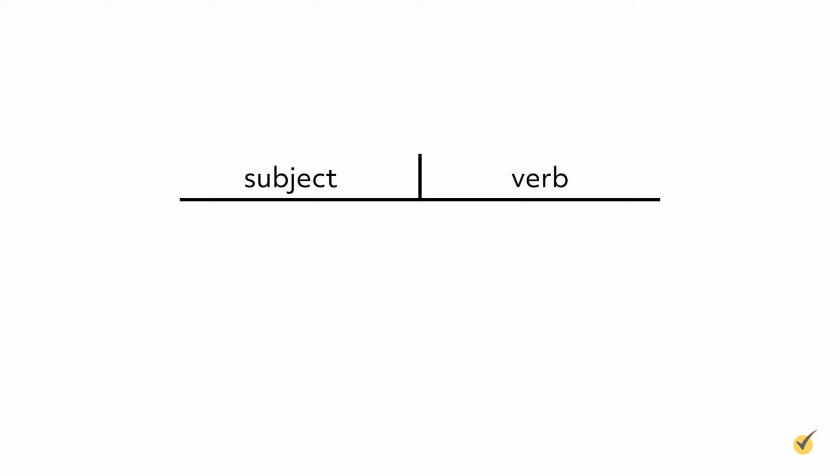To begin the diagram, draw a horizontal line separated by a vertical line down the middle. The subject of the sentence will always go on the left side of the vertical line, and the verb will go on the right side. Now, if we were diagramming a very simple sentence like Caleb walked, then this would be all we need.